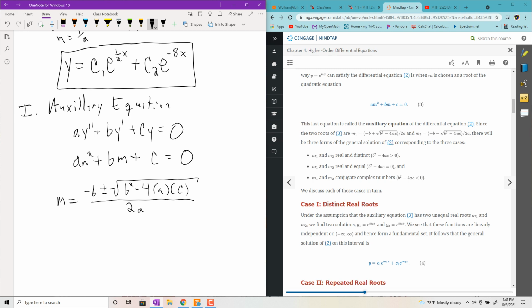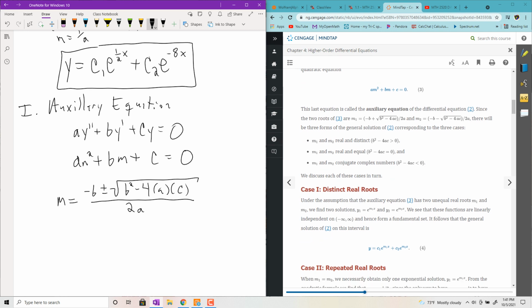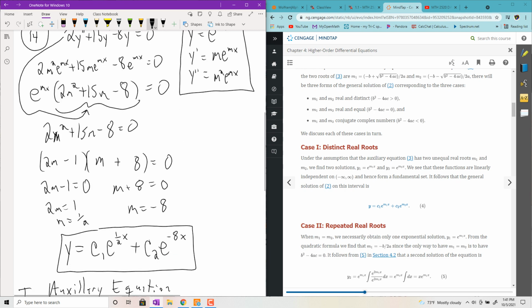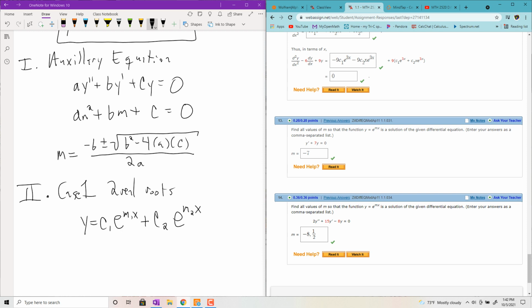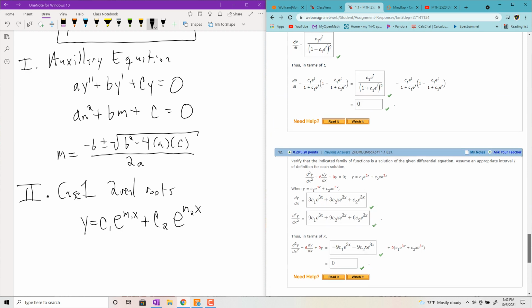And then there are 3 possibilities for solutions here. The first possibility is you have 2 real roots, and that's the case we saw here in number 14. Okay, so let me entitle that section 2, case 1, 2 real roots. And in this case, your solution y will be c1e to the m1x plus c2e to the m2x.